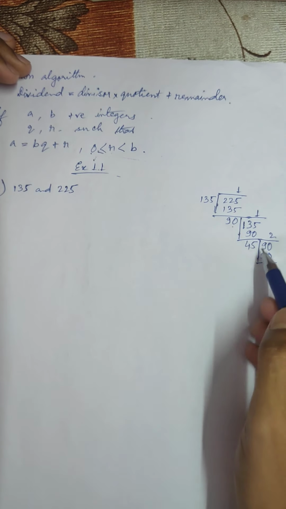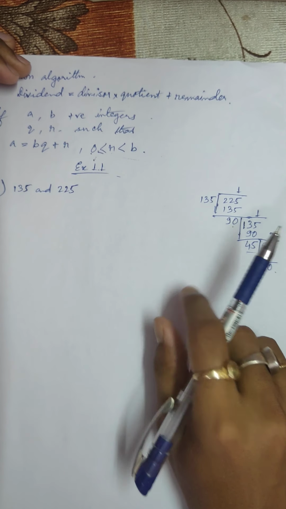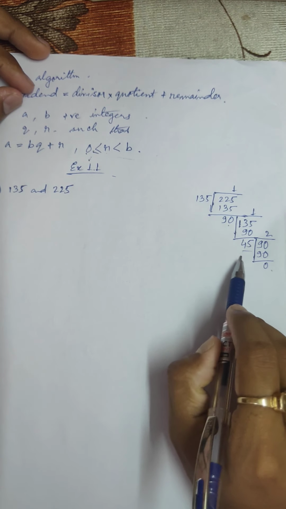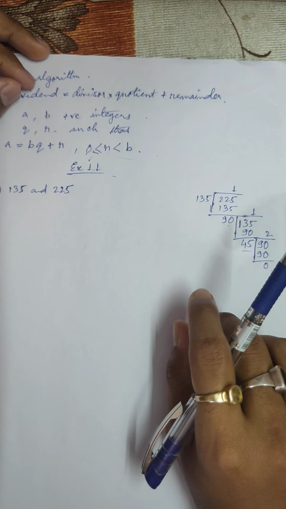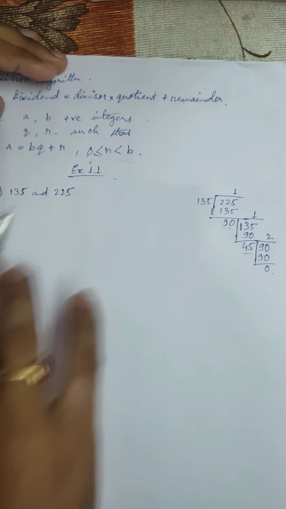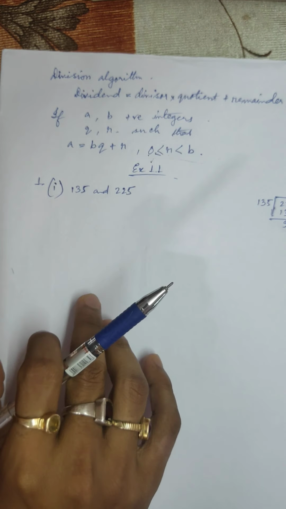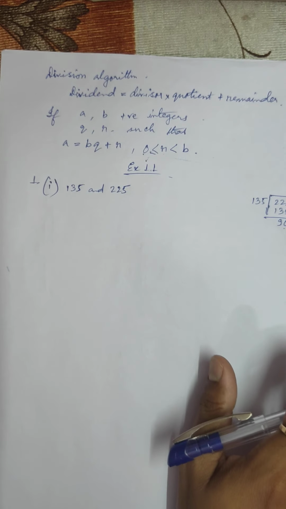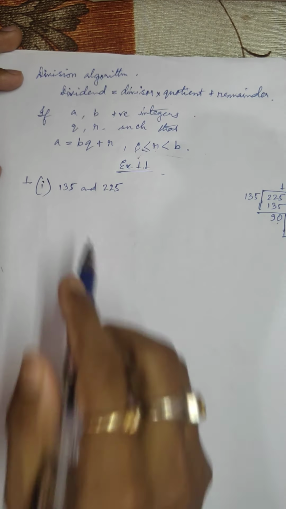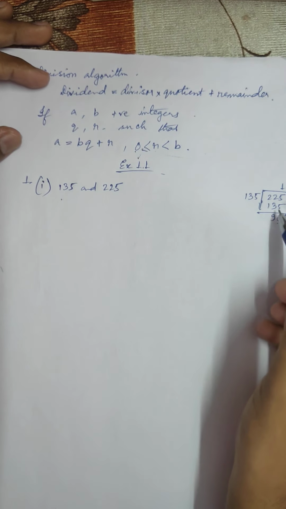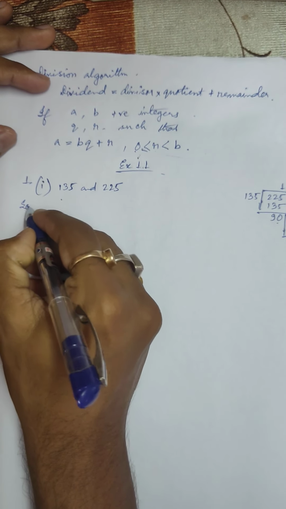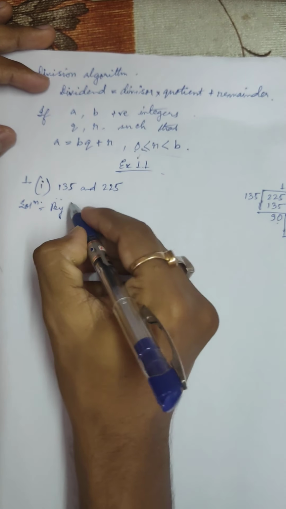So now it has become 0. When we get 0 in this step, the divisor of this step is the required HCF. This is the long division method you have already done in the previous classes. Now we are applying Euclid's division algorithm in the same process to find the HCF. So first we have done this part. Now we have to write the solution by Euclid's division algorithm.